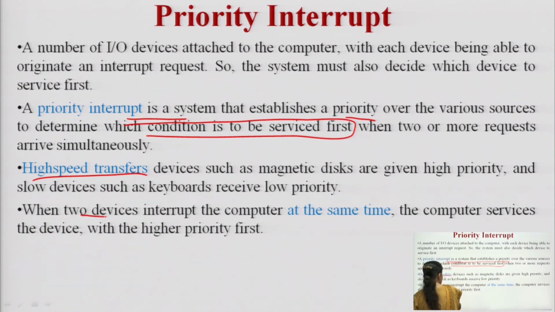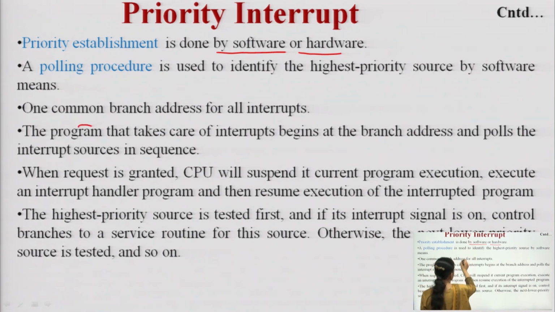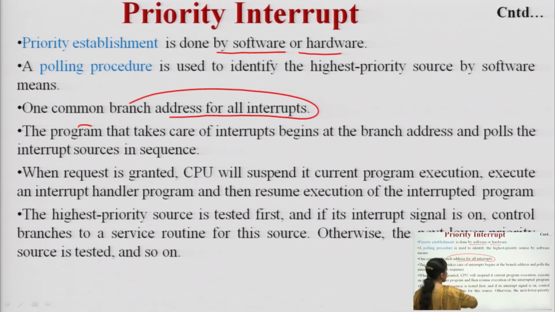So if two devices interrupt the CPU at the same time, then the CPU services the device that has the higher priority. Then how is this priority established? It can be done in two ways, either by software or by hardware. The polling procedure is used to identify the highest priority source by software means. That is, there is one common branch address for all the interrupts, and the program that takes care of the interrupts begins at the branch address and polls the interrupt sources in sequence.